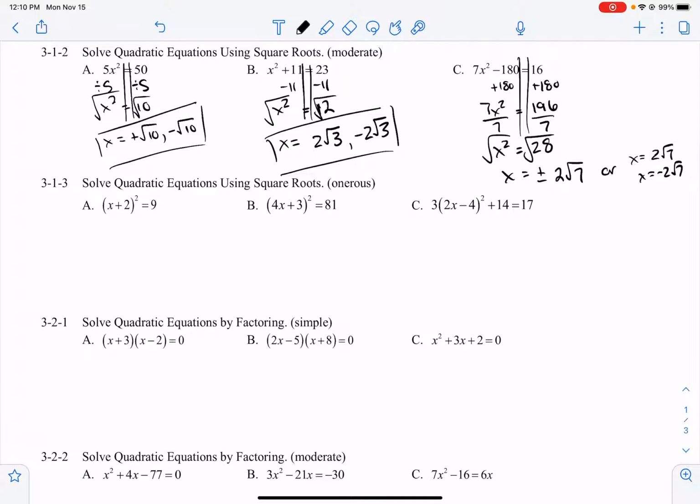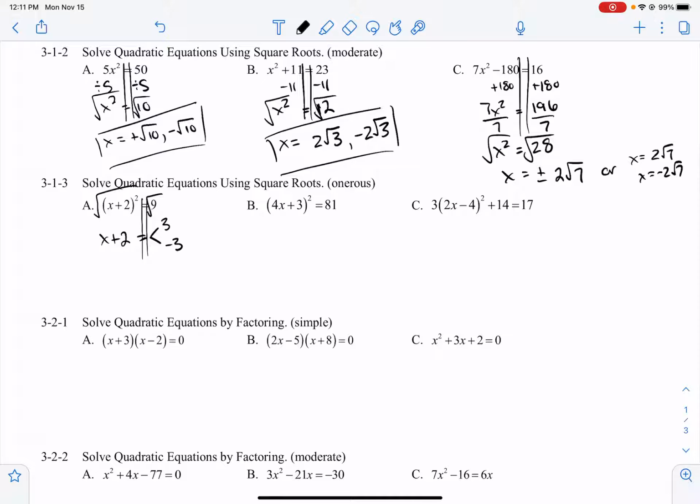All right, third set of problems. We're still solving using the square roots because I only have one x right there. So I'm going to do my railroad tracks. In this case, nothing else is on the outside of the parentheses, so I can go ahead and square root right now. So on the left, I have x plus 2, but on the right, I took the square root of 9. So I get a 3, but I also get a -3 answer.